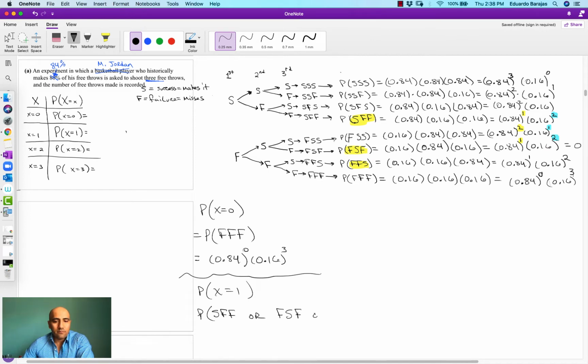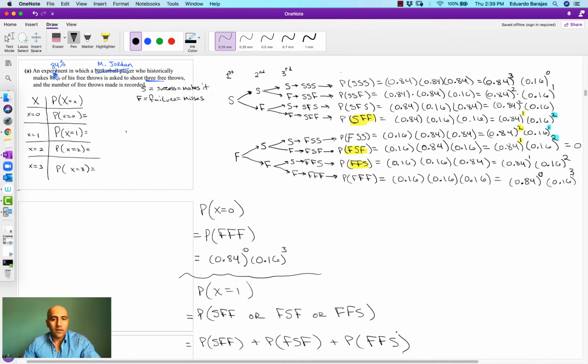FSF situation, or to have an FFF, FFS. Good. Okay, we know from chapter 5 that when we see an OR statement, we know that they're addition. So this is going to be equal to having a probability of SFF plus the probability of FSF plus the probability of having FFS.